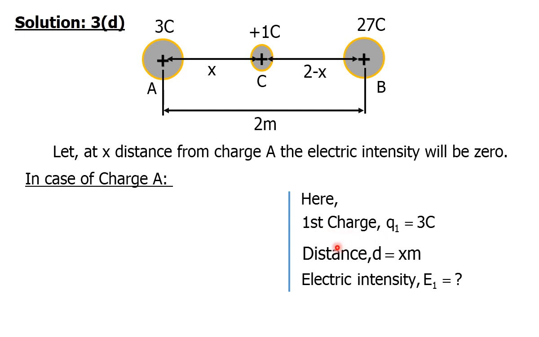We have considered the first charge at point A, and the charge is given here as 3 coulomb. The distance between A and C is x, and we have to calculate the electric intensity for charge A on the test charge C. We know the formula of electric intensity E is kQ by d square. Here we consider the electric intensity for charge A as E1.